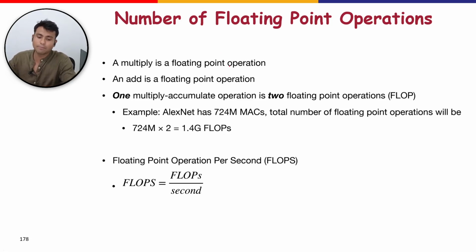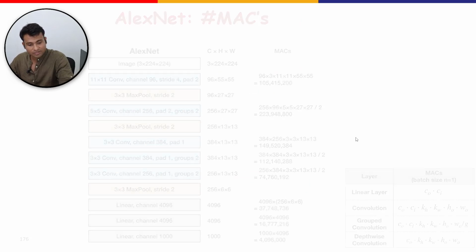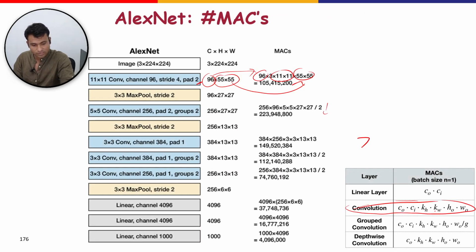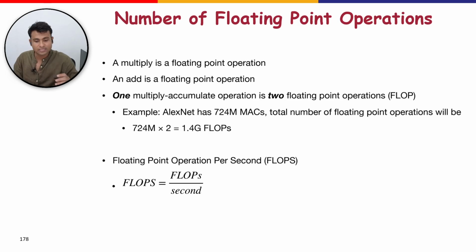So a single multiply is what? A floating point operation. A single add is what? A floating point operation. So one multiply and accumulate operation is nothing but two floating point operations. In AlexNet we had calculated that if you add all of these together, it would be around 724 million MACs, right? And each MAC has two floating point operations.